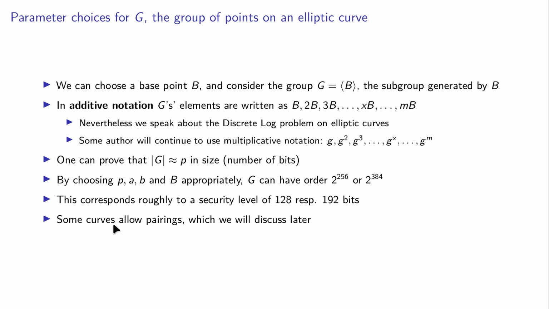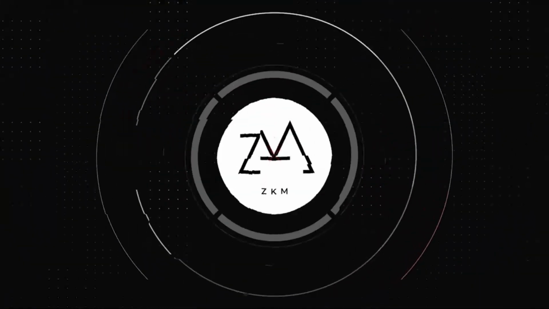Note that there are also curves that allow pairings, and this will be discussed later on when we talk about the KZG commitment scheme, the polynomial commitment scheme, sorry.